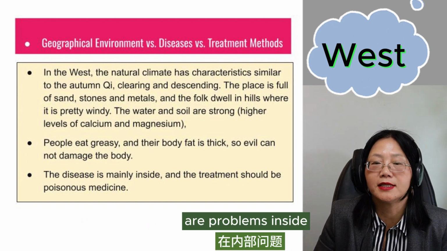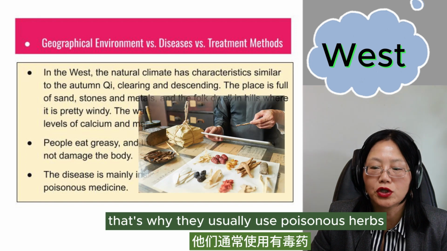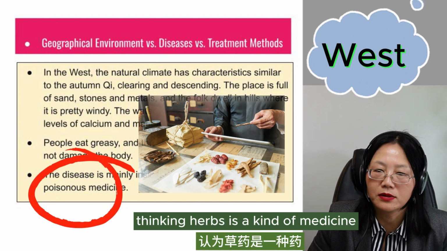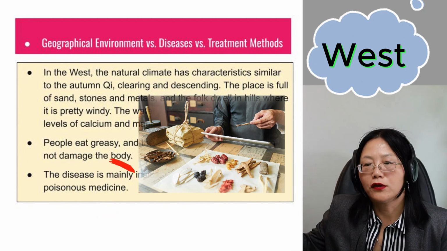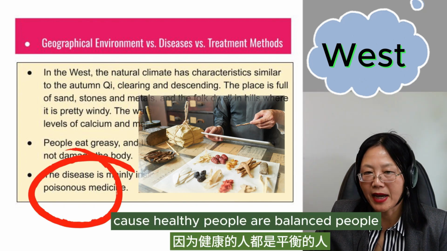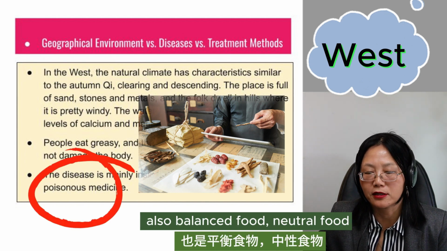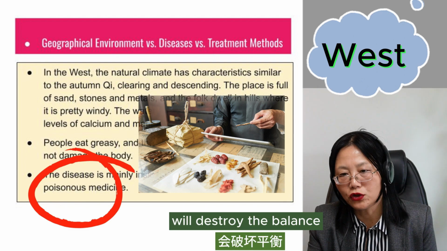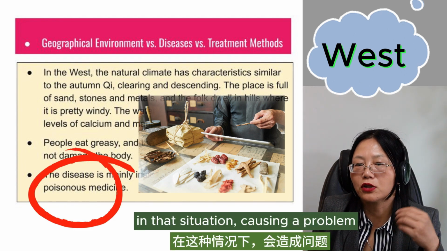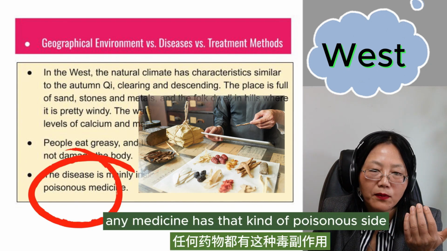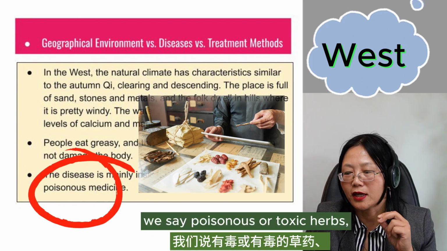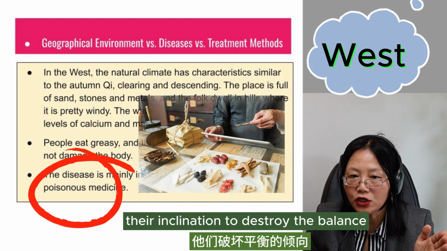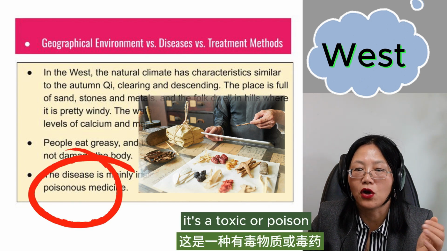They usually have internal problems. That's why they usually use poisonous herbs. When we mention poisonous herbs, that's the Chinese idea, thinking of herbs as a kind of medicine different from food. Food is usually neutral, because a healthy person is a balanced person. The food you consume is also balanced, neutral food. Anything too bitter, too salty, too sour, away from neutral, will destroy the balance. In that situation, it causes problems. In that sense, we say it's poisonous. Any medicine has that kind of poisonous side. We say poisonous or toxic herbs just to emphasize the side effects of their inclination to destroy the balance, not really to say it's a toxin or poison.